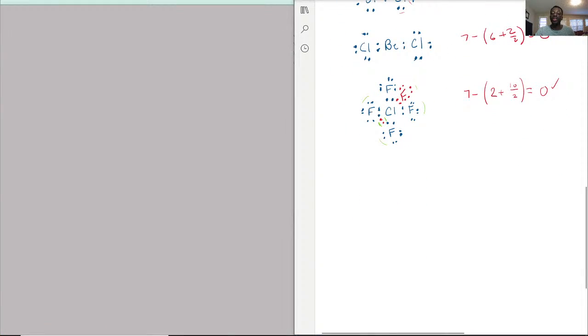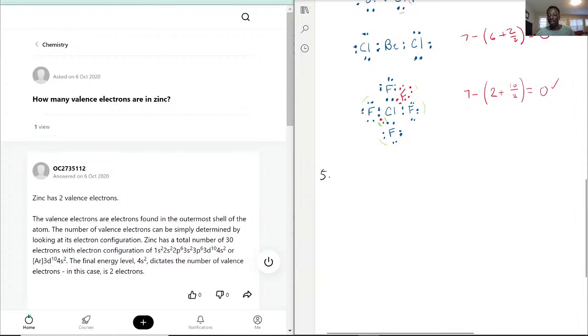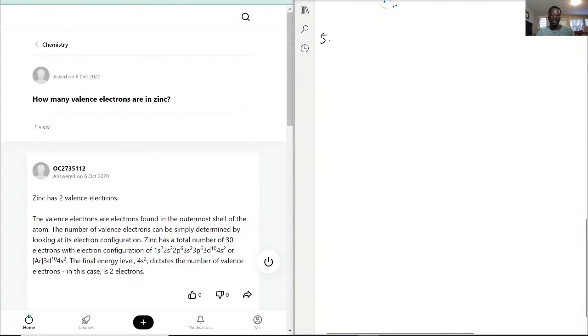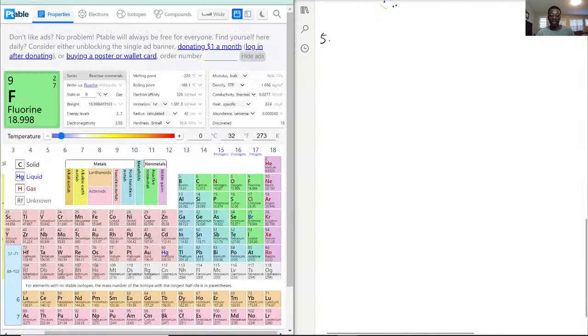So let's move on to question 5. How many valence electrons are in zinc? So, valence electrons in zinc.